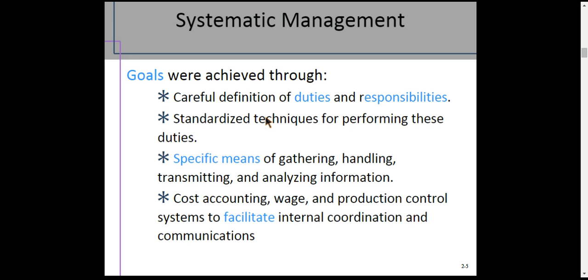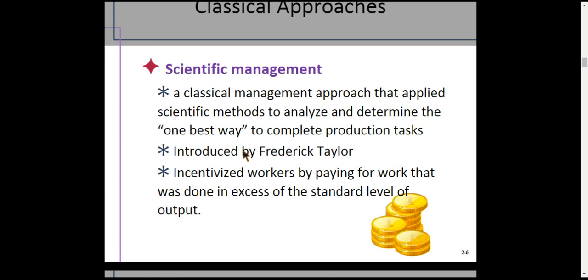What was our accounting, our wages? How much did we produce? How much was wasted? Those were all things that were really important. So the next thing we're going to talk about is scientific management. So this is the one best way by Frederick Taylor.